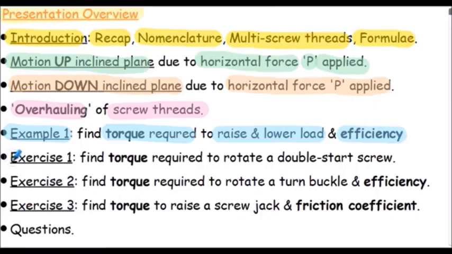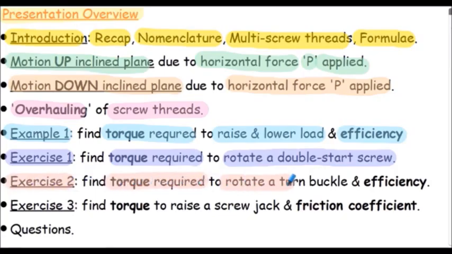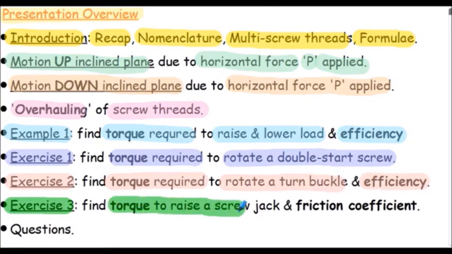Then we have 3 exercises for you to undertake. Again, finding the torque required to rotate a double start screw thread. Exercise 2, find the torque required to rotate a turnbuckle and the efficiency of the screw thread. Exercise 3, we have to find the torque required to raise a screw jack and also the friction coefficient for the given situation. Note the full worked solutions are shown to all the exercises. Finally, there are some questions for you to attempt at your own pace and to develop your own solutions.